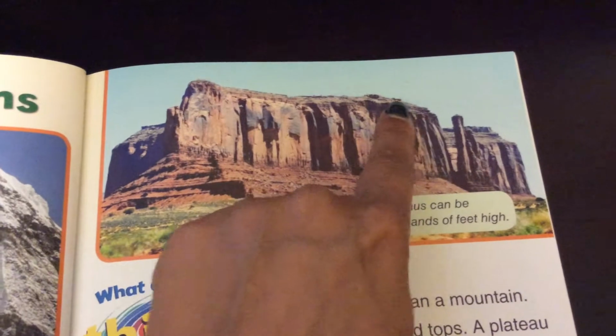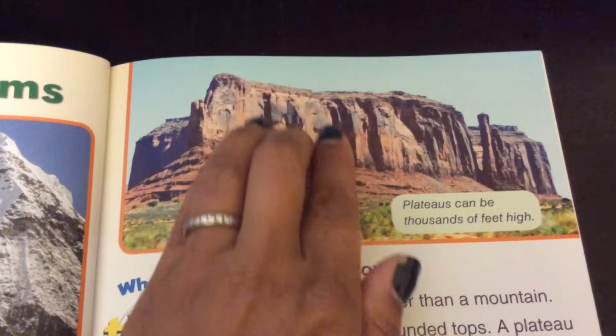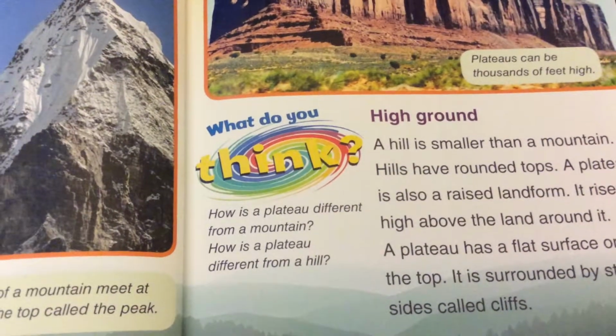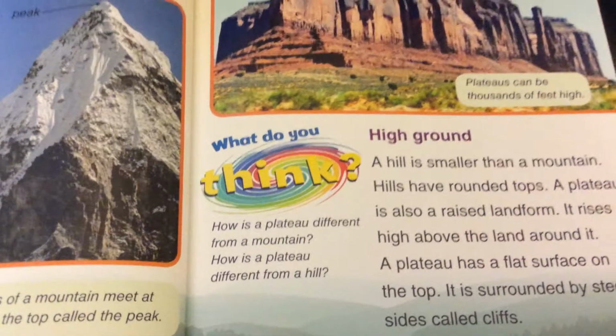So notice how flat it is on top. And here are the steep sides called cliffs. What do you think? How is a plateau different from a mountain? How is a plateau different from a hill?